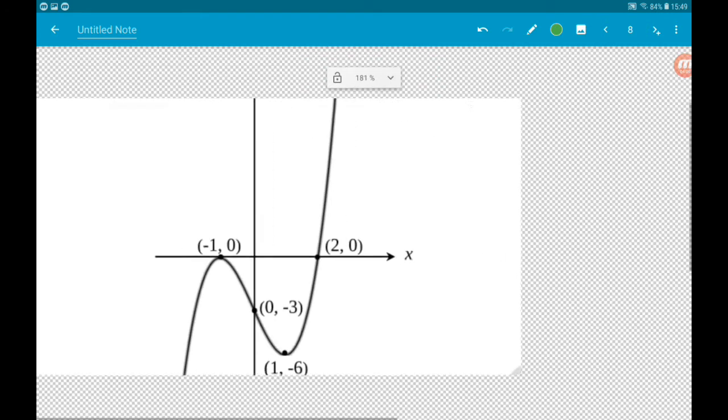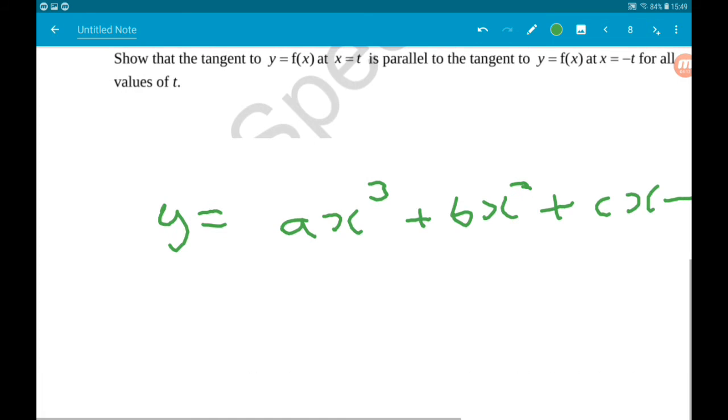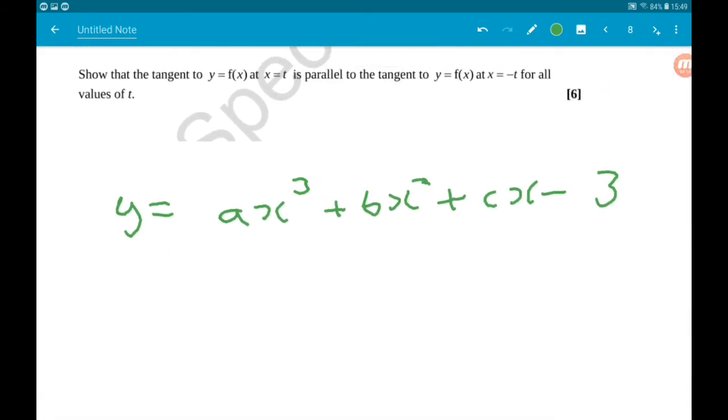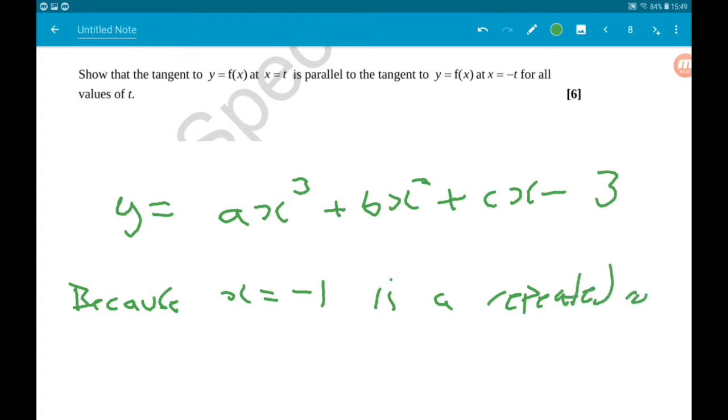Because x equals minus 1 is a root, and in fact it's a repeated root, that tells us that x add 1 squared is a factor of the cubic.